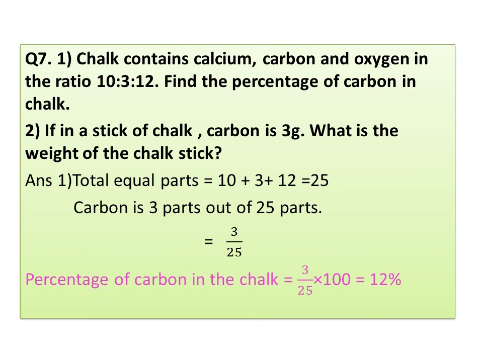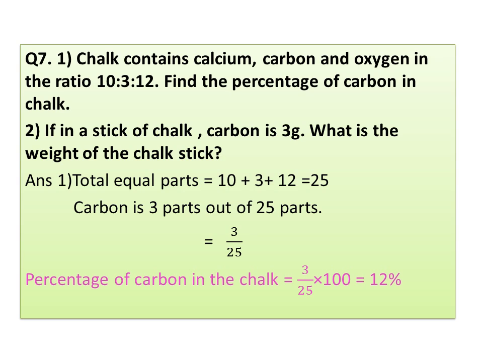Okay children, let us move on to the next question. Question number 7, first question. Chalk contains calcium, carbon and oxygen in the ratio 10:3:12. Find the percentage of carbon in the chalk. For finding out the answer, first of all we have to add all the ratios. 10 plus 3 plus 12 will get 25. Carbon is the second one, so the carbon part is 3. So carbon is 3 parts out of 25 parts.